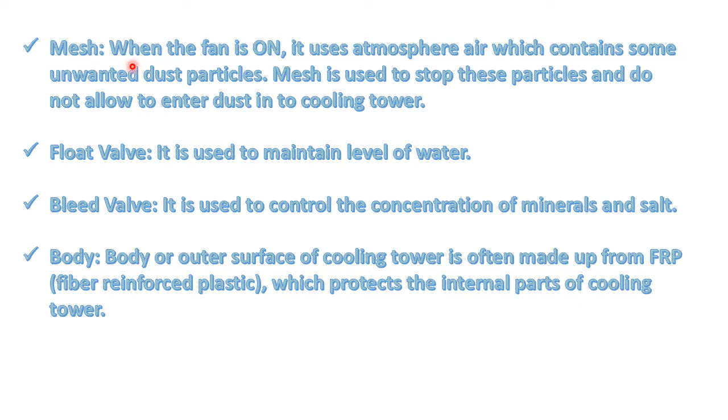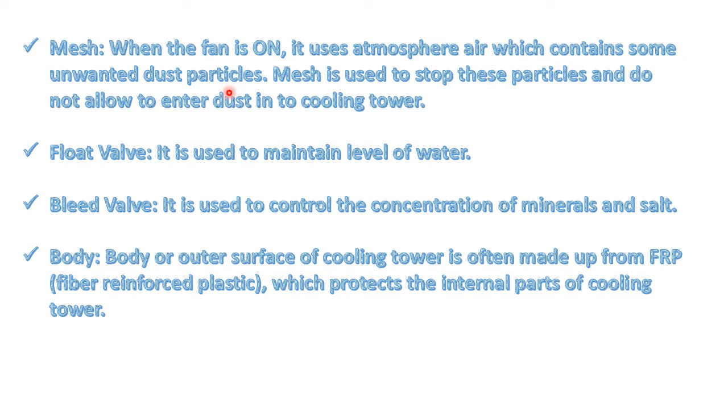Next part is, friends, float valve. The role of this float valve is basically to control the level of the water. Next is, friends, bleed valve. Friends, the role of this bleed valve is to maintain the concentration of minerals and salts inside the cooling tower by addition of water in it. Next part is body. The body of cooling tower is basically made up of fiber, as it has good corrosion resistance properties also. So friends, these are basically related with the parts of the cooling tower.